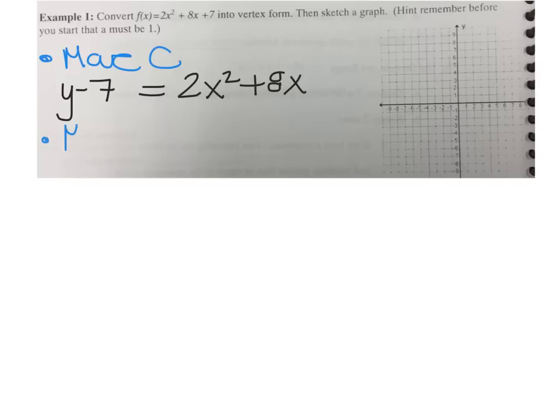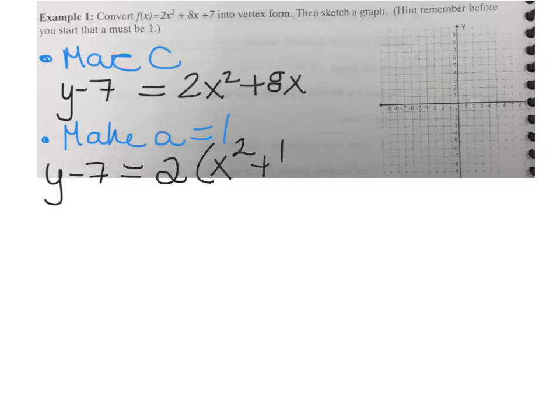My next step is to make a equal 1. So to do that, I'm going to factor out an a. So I'm going to have y minus 7 equals, I'm going to pull out my 2, and so now I'm left with x squared plus 4x, because you pulled out that 2, and I'm going to save myself a step, and I'm going to add in a plus blank. And when you add a blank on one side, remember this is an equation, so it has to be equal, so we have to add a blank on the other side.